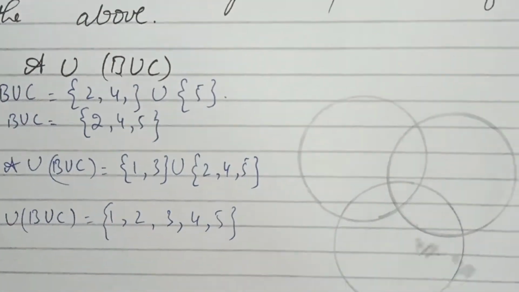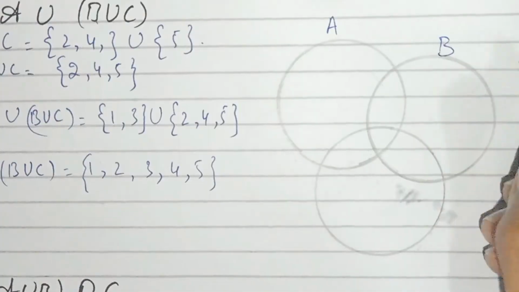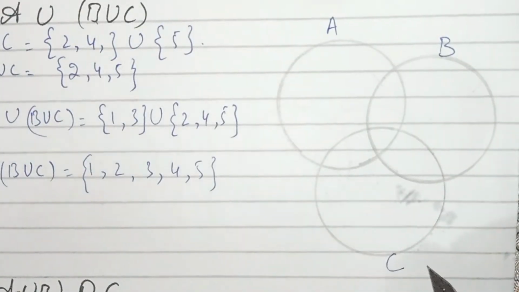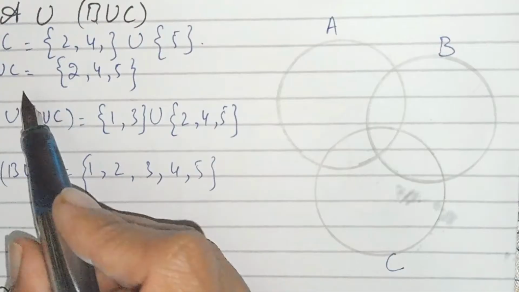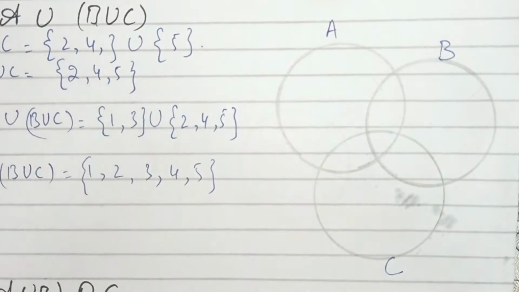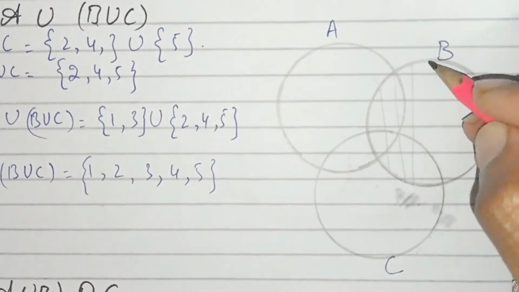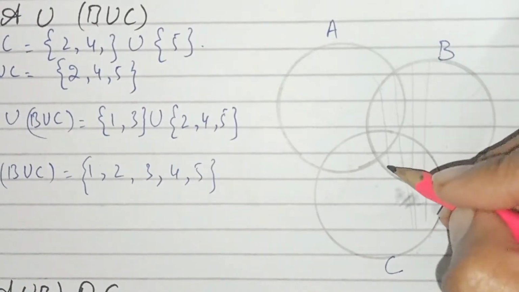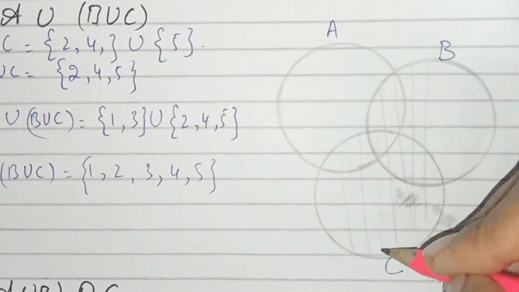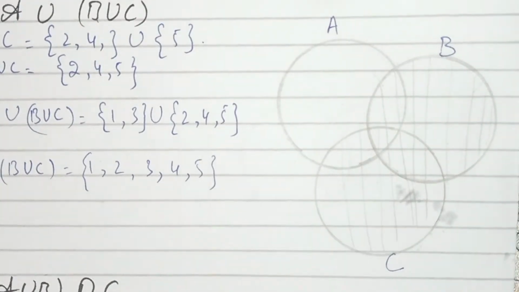Now we have to draw it on the Venn diagram. This is A, this is B, and this one is C. And first we have to find the B union C. We have to mark it with horizontal lines or vertical lines, anyone. I am drawing the vertical lines. This is the A union B.